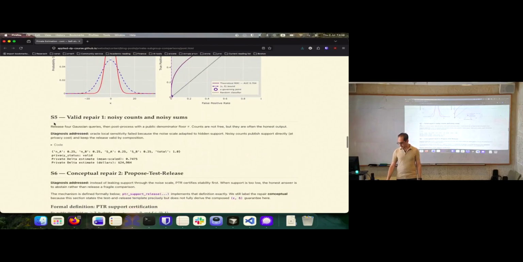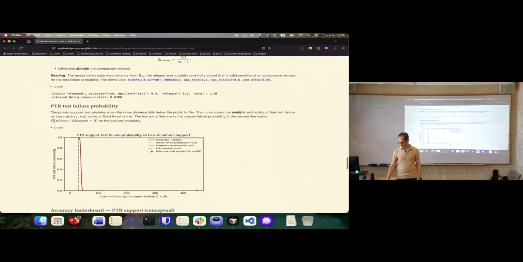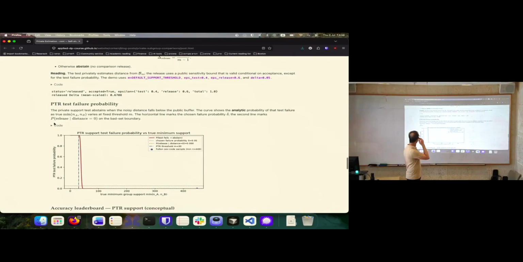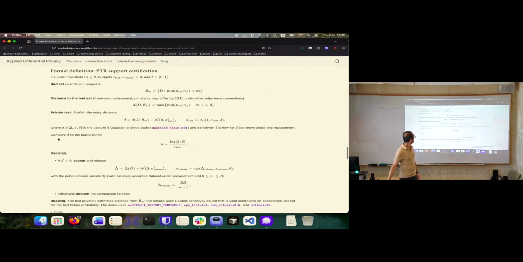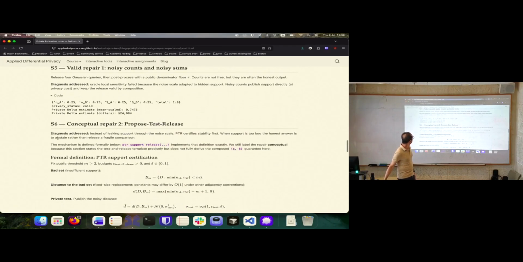Okay, so step one is what I proposed. Privately estimate the count, and wait, I think I lost the, there was supposed to be a plot.